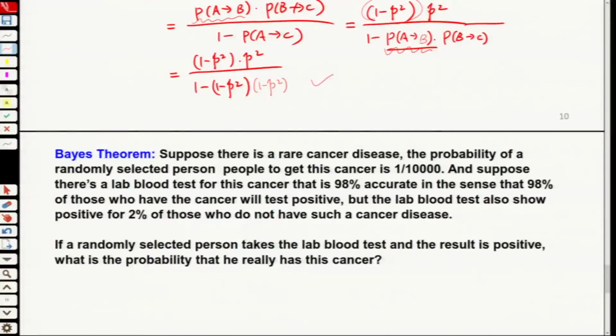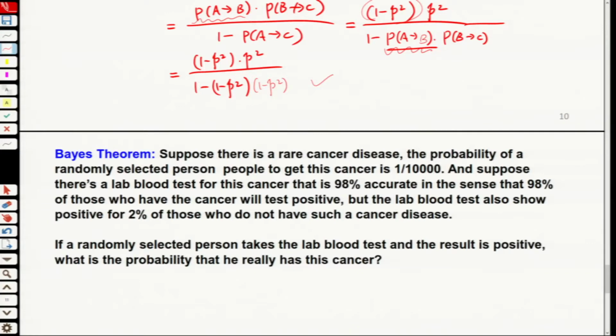Now, I'm going to give you a little bit more background to keep you reminded on the Bayes theorem you have learned before. Okay? So what is Bayes theorem? I'm going to give you an example. The example is, suppose there is a rare cancer disease.